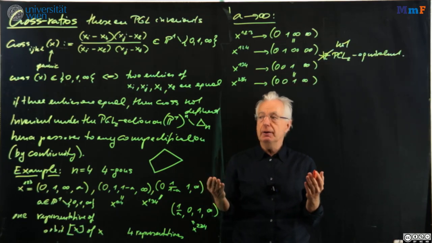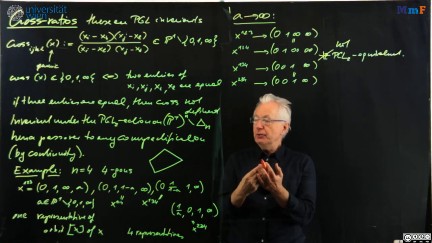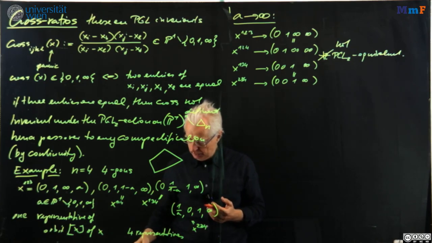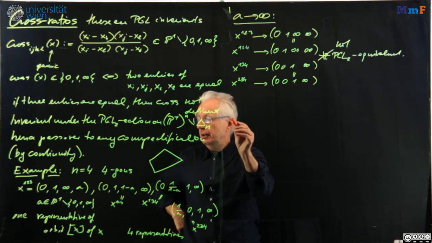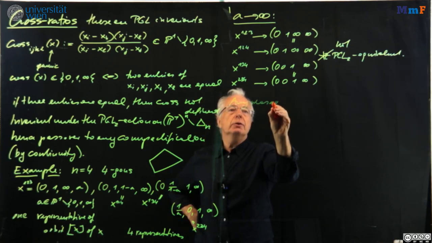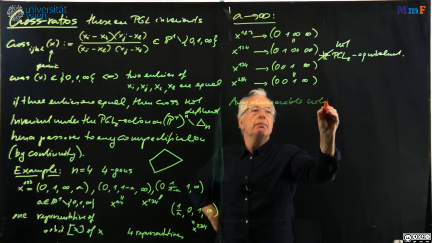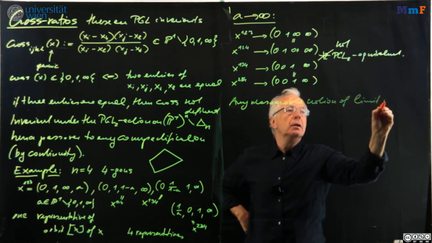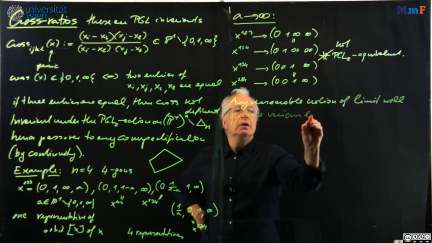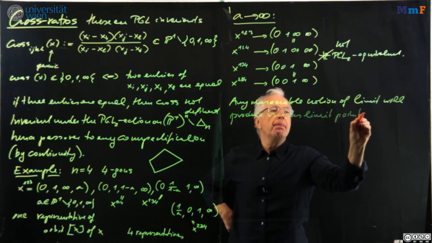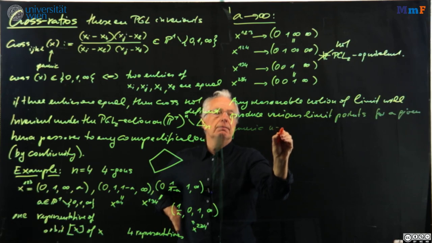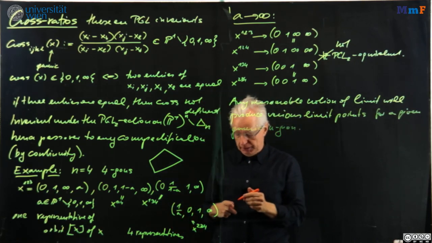Okay, and this will be a general phenomenon: when we pass to the compactification, we will get for each orbit several limits, and we have to control how many we get. Okay. So let me write this down. Any reasonable notion of limit will produce various limit points for a given generic n-gon. So that's, of course, the interesting part of the story.